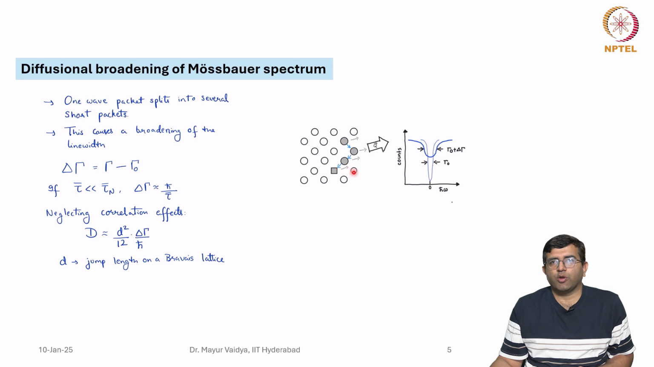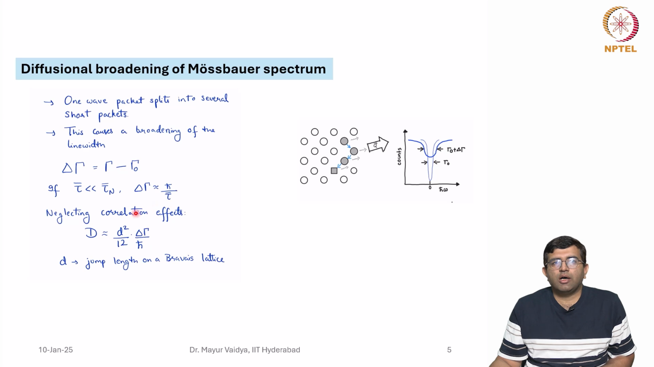So this is represented here: by the time it moves its position, it is now emitting several short packets of photons. This leads to an additional broadening of the line width, which is given by delta gamma equal to gamma minus gamma naught. If the tau bar is sufficiently smaller than tau n, then delta gamma is approximately equal to h bar by tau bar.